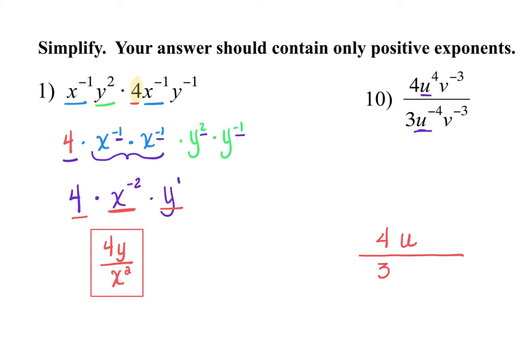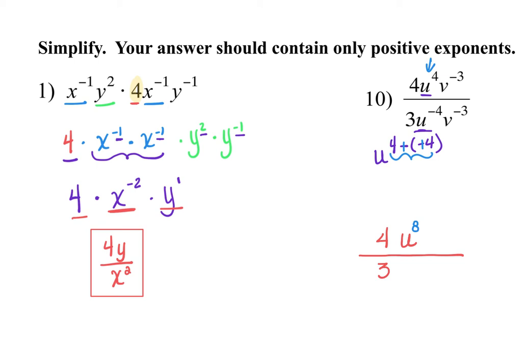Now, determining what my exponent is, I use subtraction. So I have u to the 4 minus negative 4. What is 4 minus negative 4? 8, because it's plus a positive 4. And so this tells me I have 8 in the numerator position. So that is u to the 8th. U to the 8th. Let's look at my v's.